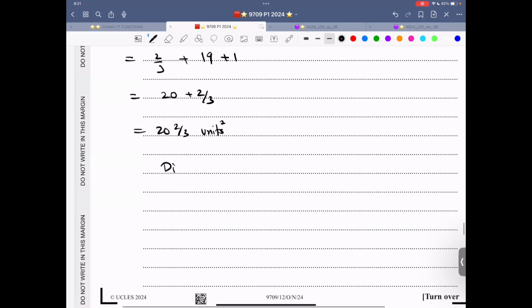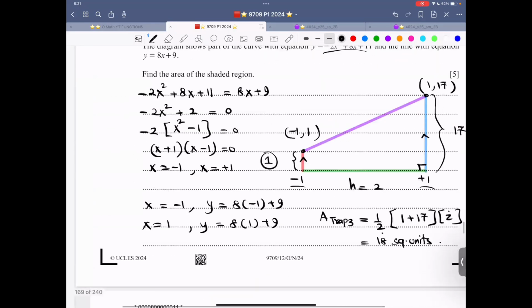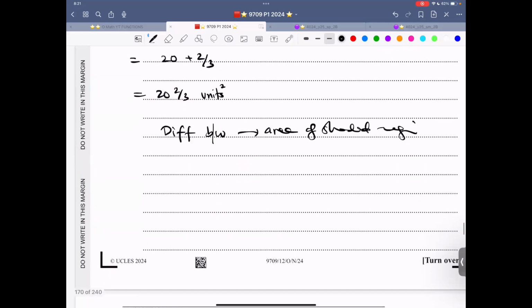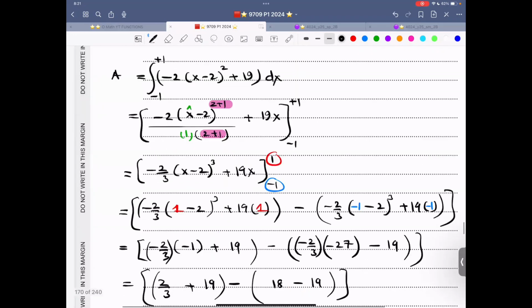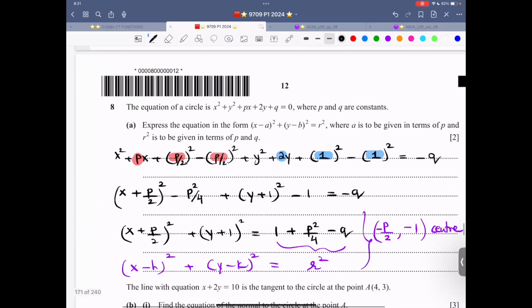So now it becomes realistic. The difference between is the area of shaded region. So the difference in between the two, that is 20 2/3. This is 18. So 20 2/3 minus 18, that is 2 2/3, which comes out to be 8/3 units square. That's how this thing is done. So it was not difficult except for that minus sign error.